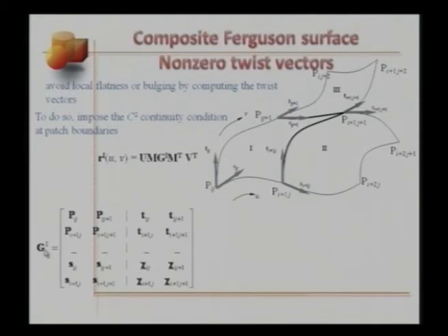The geometric matrix G super 1 for this patch, as you know, is Pij, Pij plus 1, Pi plus 1j, Pi plus 1, j plus 1, the slopes along the v direction, Tij, Ti, j plus 1, Ti plus 1j, Ti plus 1, j plus 1, the slopes along the u direction in the same order, and now the non-zero twist vectors represented by chi. So we have chi ij, chi ij plus 1, which is here, chi I plus 1 j, which is at this point here, and the twist vector I plus 1 j plus 1 at this point.